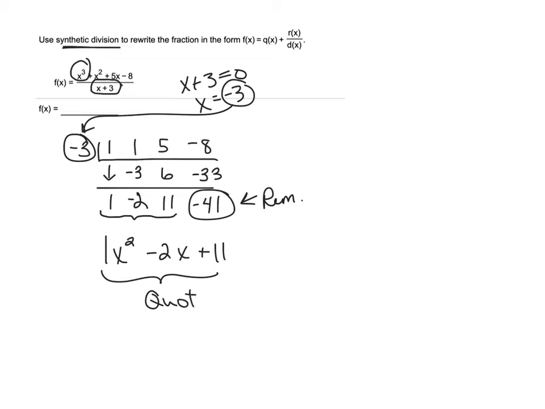You don't have to put the 1, of course, if you don't want to. They usually don't do that, so I'll erase it. And that's the quotient. And then you have your remainder. So the remainder, of course, remember we're going to write it as minus 41 over what we divided by, and we divided by x plus 3. Okay, so you could write it this way.